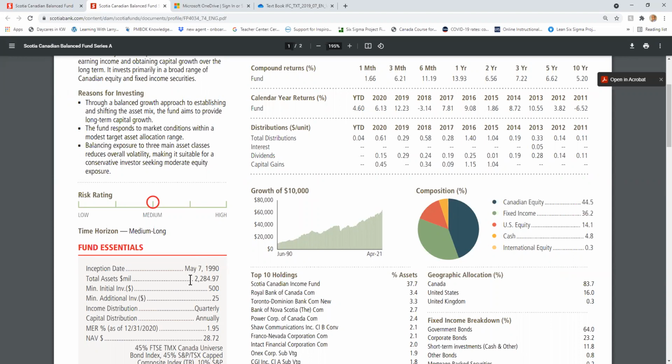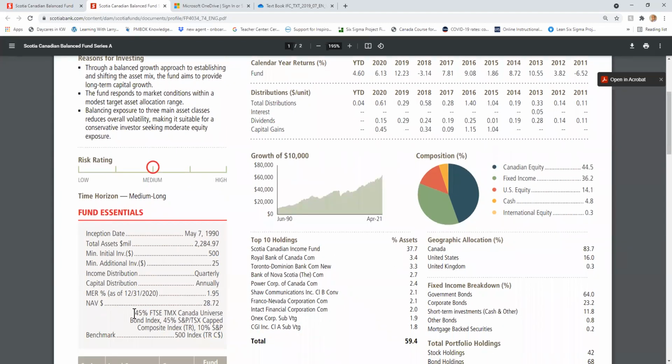This also has a lot of money, $2.284 billion, invested in this one also. 1.95 is the MER. And as you can see, the benchmark is different for this one, against which they will monitor. It is 45% in the bond index, 45% in the Toronto Stock Exchange Index, and 10% S&P, because it has about 14% in US equity. So we can see it is invested in shares and bonds.